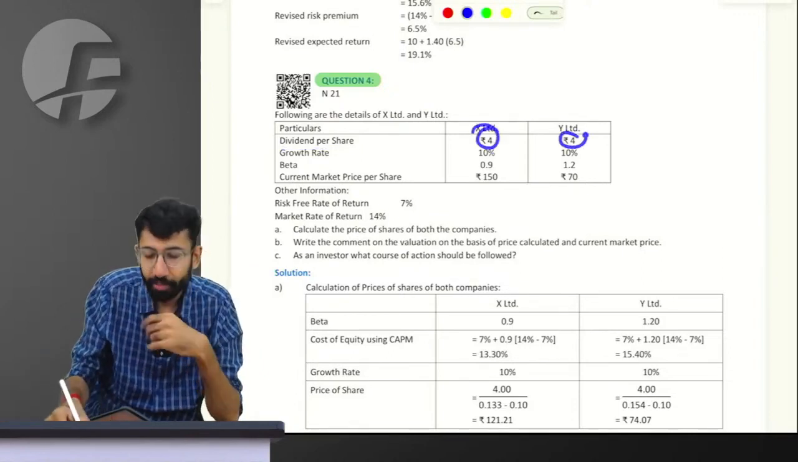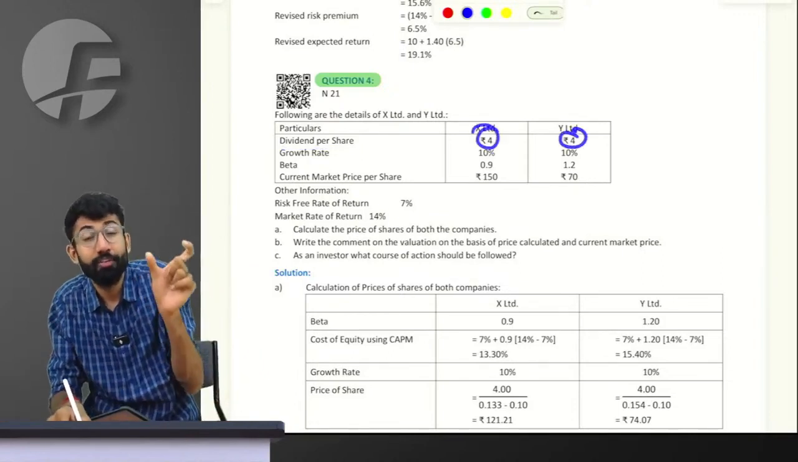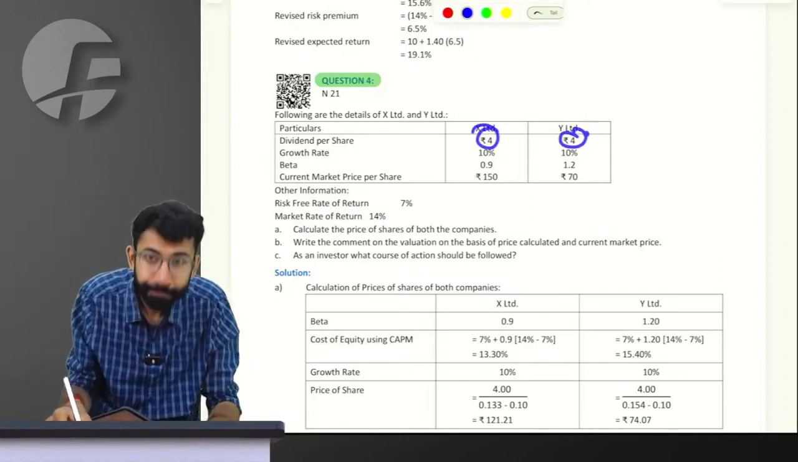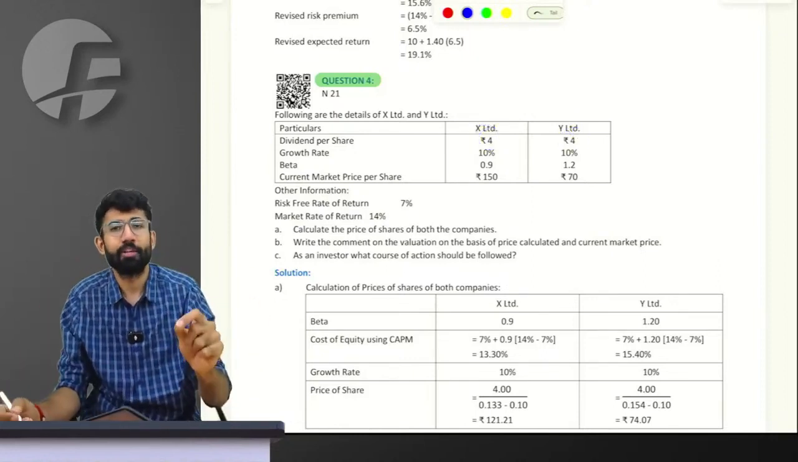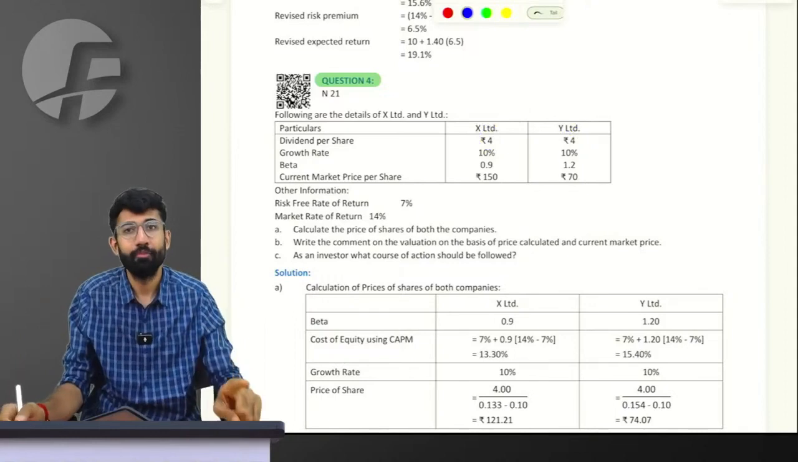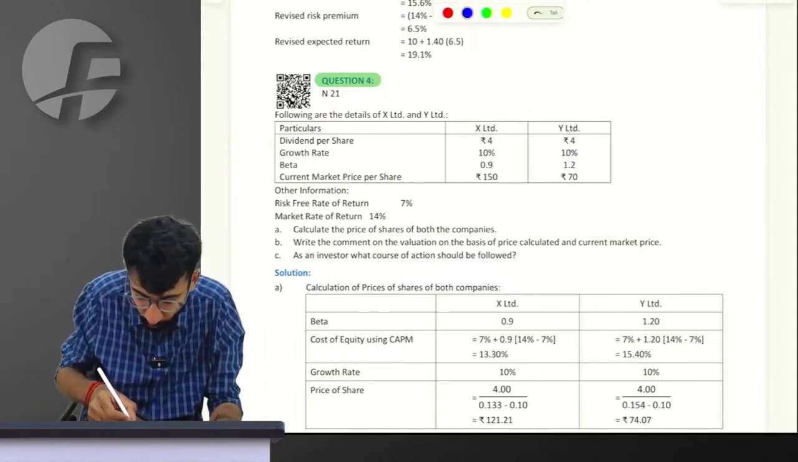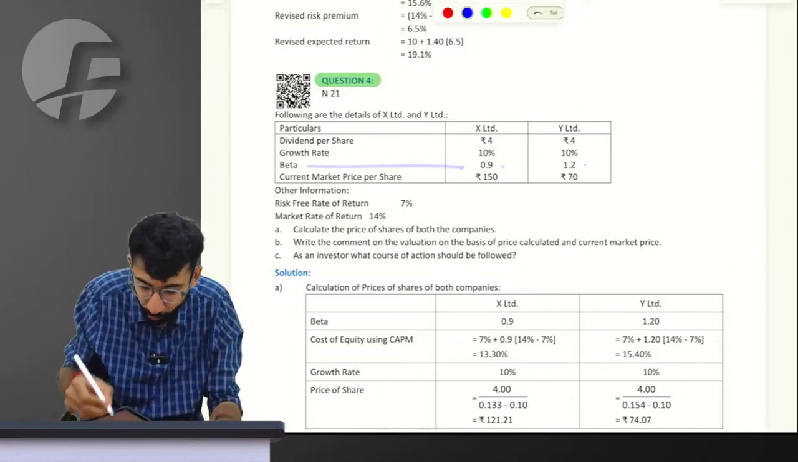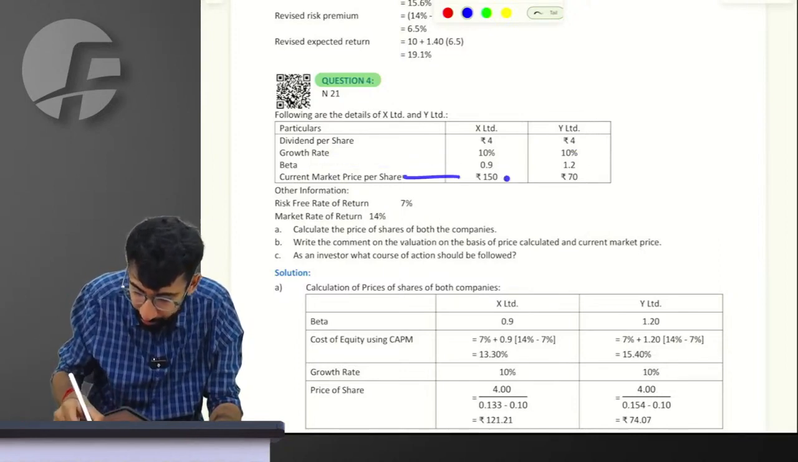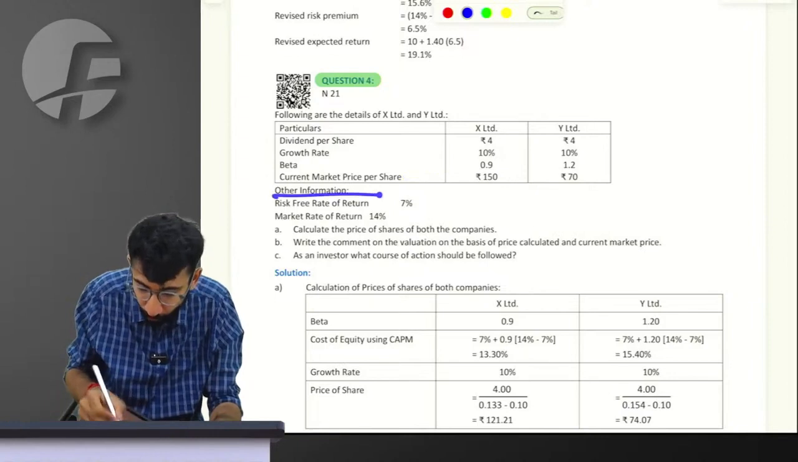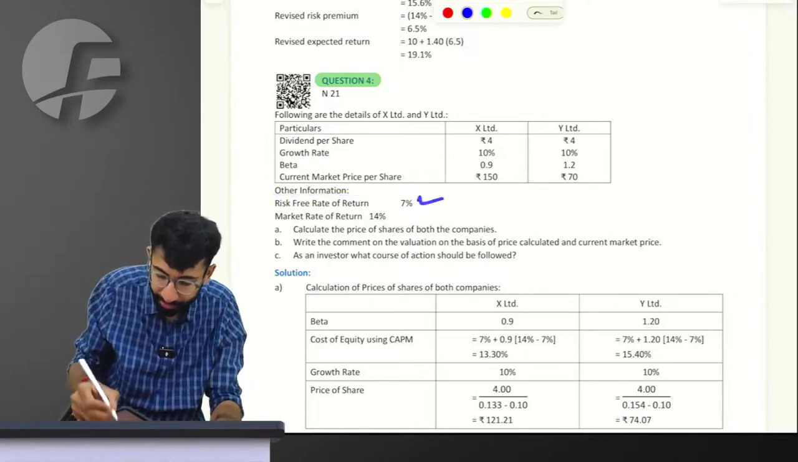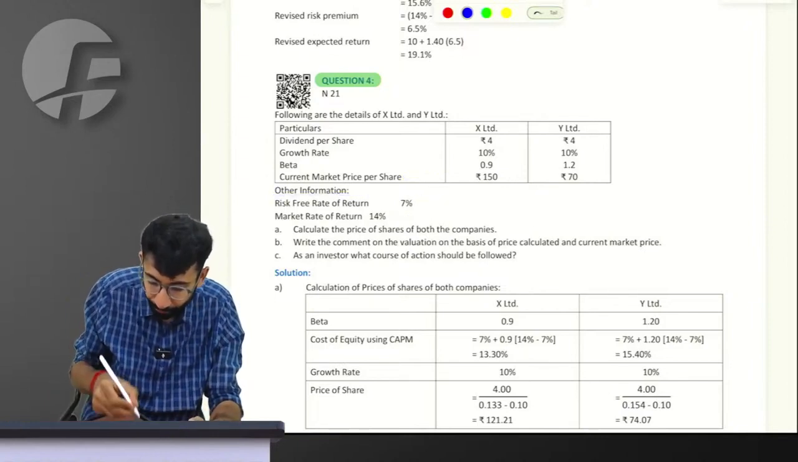In the absence of any information, we should always consider the dividend to be D1. This is not done every time by the institute, but most of the time it would do so. So let us check. What is the growth rate? 10%, 10%. What is the beta? 0.9 and 1.2. Current market price is 150.70. What do you have to do? Other information: risk free rate is 7, market return is 14.